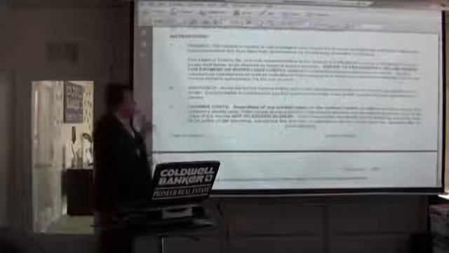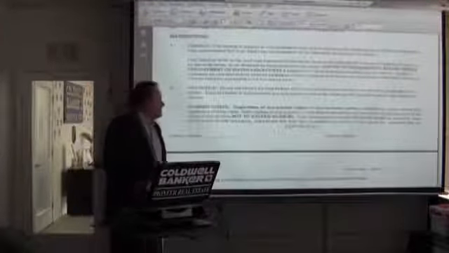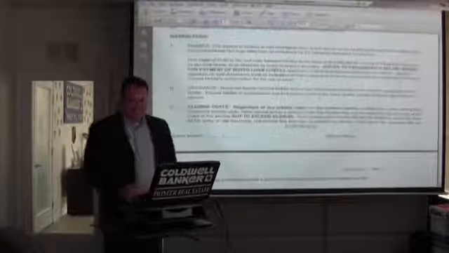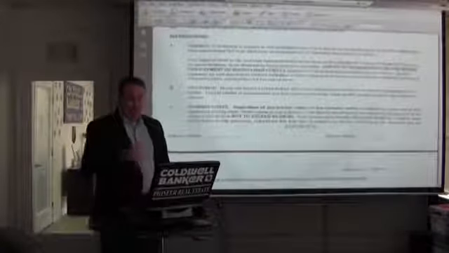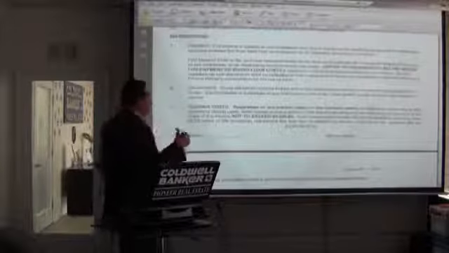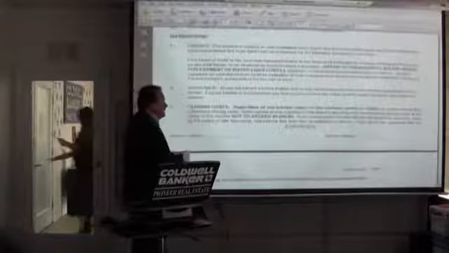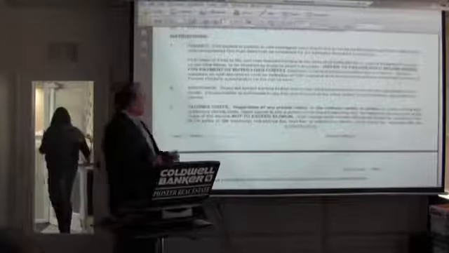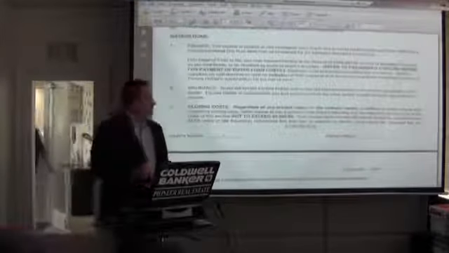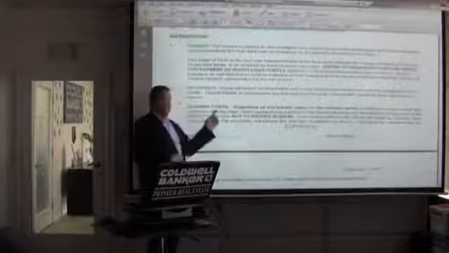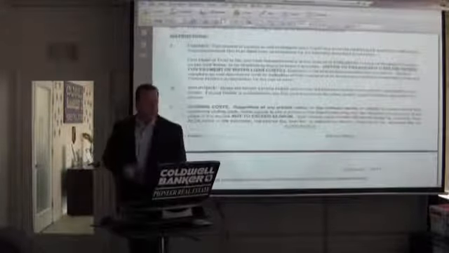Closing costs. Regardless of any printed matter to the contrary herein. So in other words, if I make a mistake somewhere else, it doesn't matter. What it says in this paragraph rules. In addition to the seller paying their customary closing costs, I love that. What's that? What is the customary closing costs?